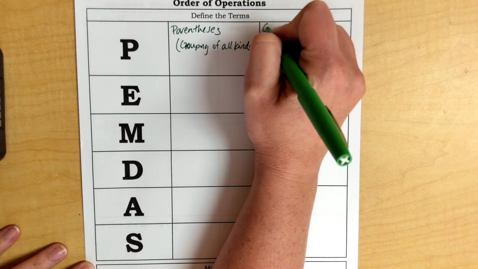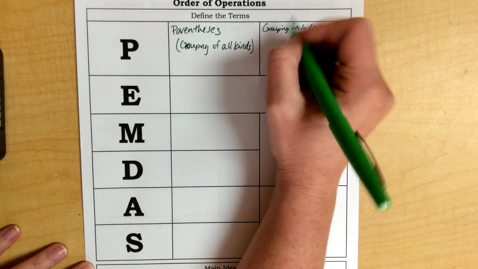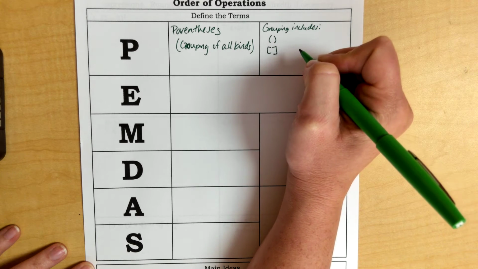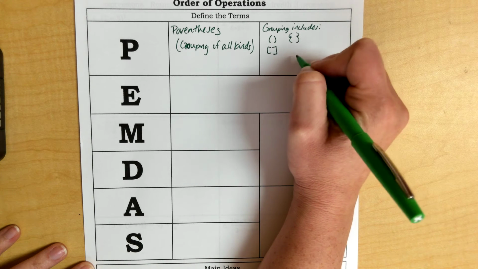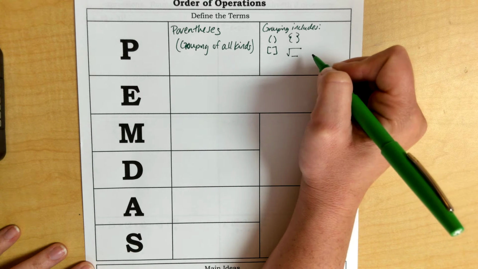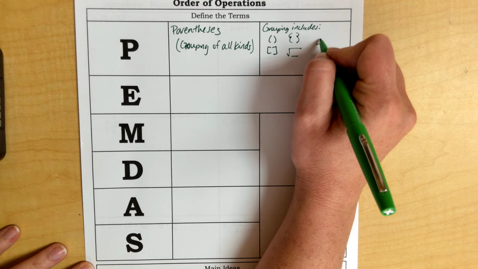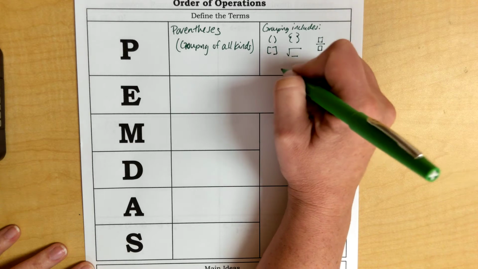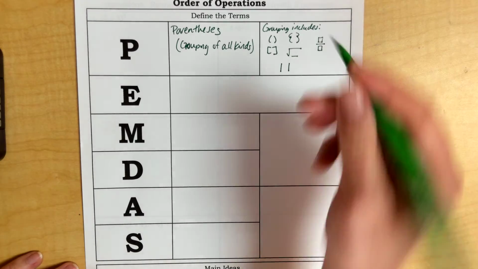So this grouping includes parentheses. It would include brackets, those are the squared off ones. It would include curly braces. It would include a radical symbol with something underneath it. It would include a fraction line, so some value here divided by another value, so a fraction line. And it also would include absolute value bars. Okay, all of that is included in grouping.